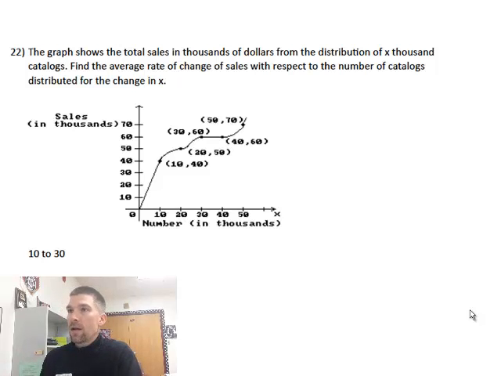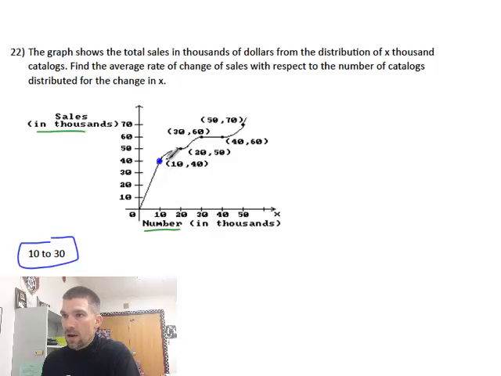So catalog sales are going to be on the right, and the number of catalogs are going to be along the bottom. So here's your number of catalogs, here's your catalog sales. Basically what we want to do is go from 10,000 catalogs to 30,000 catalogs, and we just want to connect those two points with a line. So it's going to look something like this.